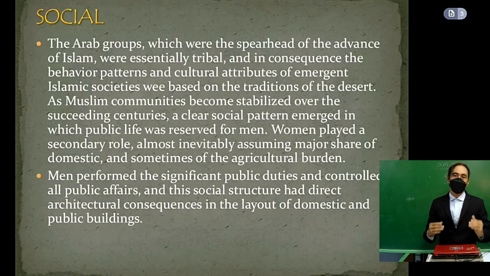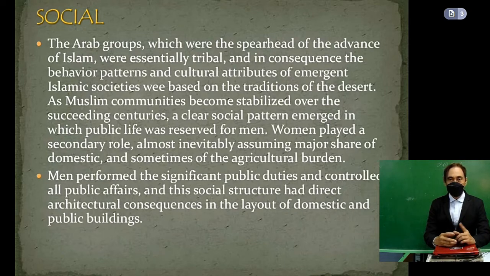The social aspects of Islam. The Arab groups, which spearheaded the advance of Islam, were essentially tribal, and in consequence, the behavior patterns and cultural attributes of emergent Islamic societies were based on the traditions of the desert. As Muslim communities became stabilized over the succeeding centuries, a clear social pattern emerged in which public life was reserved for men. Women played a secondary role, almost inevitably assuming a major share of the domestic and sometimes agricultural burden.